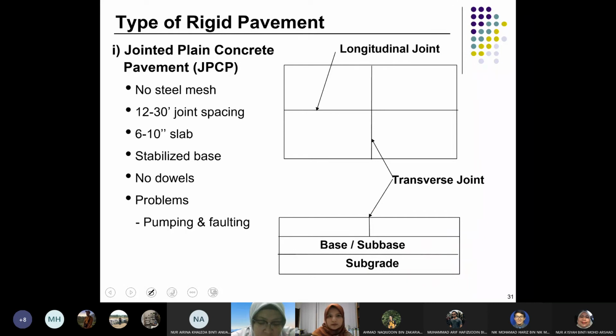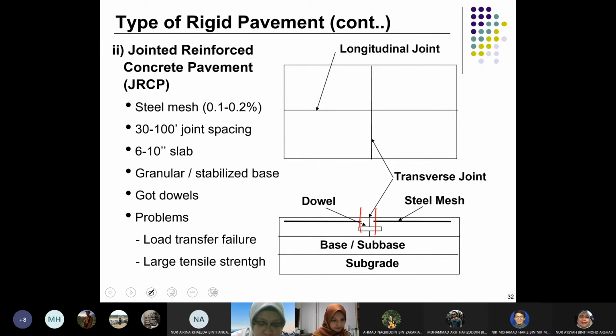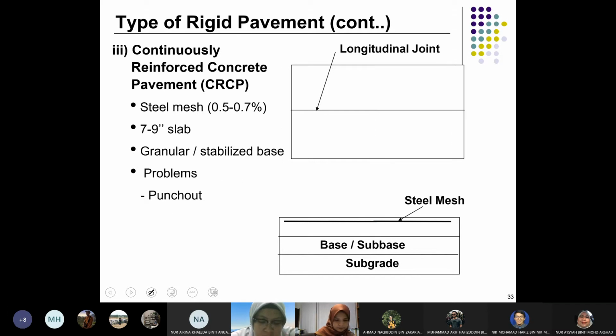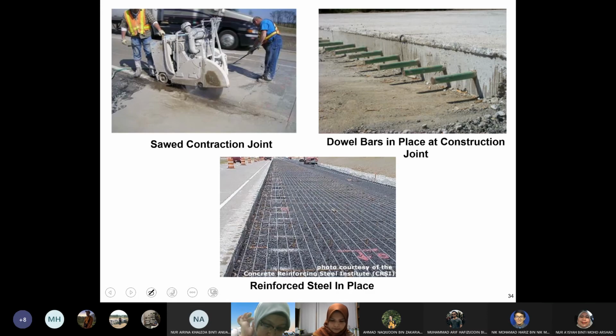Okay, there are a few types of how they join the rigid pavement. First is joint plain concrete pavement, any very basic one lah. Okay, and then you have a jointed reinforcement concrete pavement. Kalau tengok di situ, dia ada dowel bar and they put it steel mesh. Okay, beza dia lah dengan yang very basic tadi tu. Then you have continuously reinforced concrete pavement. Dia menggunakan fully steel mesh. Steel mesh tu dia datang dalam satu lembaran yang besar lah. Okay, one sheet kan, yang besar. Right. Okay, this is how they do the construction.